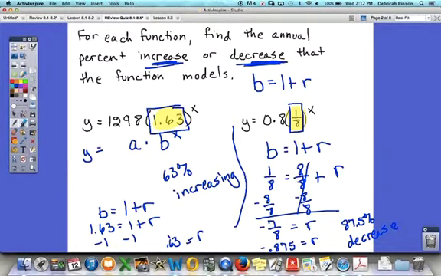I want you to notice, I'm going to say this again, make sure you hear this. If this number is bigger than 1, you're going to end up with a positive value there, which means you're increasing. If that number is smaller than 1, you're going to end up with a negative number here, which means you're decreasing. You want to have that in your head. It'll make things a lot easier as you go through your process.